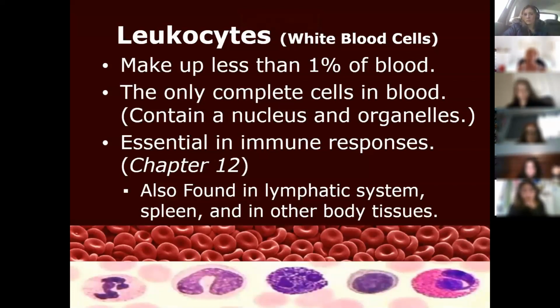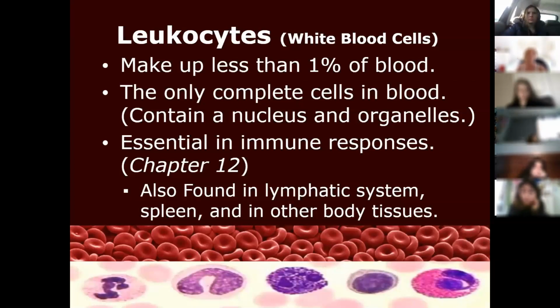They are the only complete cells in your blood, meaning they have a nucleus. They have all their organelles. We learned that the red blood cells don't have a nucleus. We haven't learned yet, but thrombocytes aren't even complete cells, they're fragments of cells. So the leukocyte is the only one that has all of its pieces and parts. It's essential in the immune response, which is chapter 12. So we'll be going to the circulatory system next and then into the immune system.